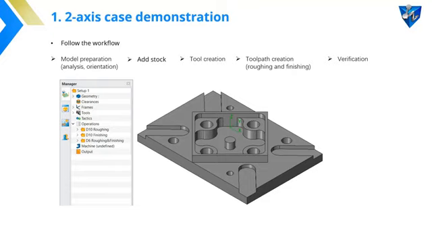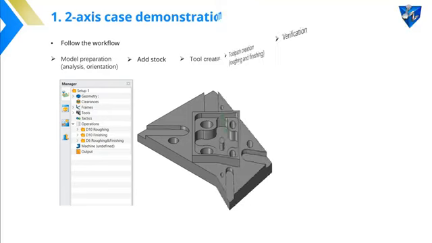In the previous courses, we have introduced the feature definition, parameter setting, and the introduction of two-axis milling operations. Now, in this video, we will combine all the previous knowledge and have a case demonstration for two-axis milling. We will follow the general workflow, which contains model preparation, add stock, tool creation, toolpath creation, and verification. Okay, now let's switch to ZW3D and begin the case study.